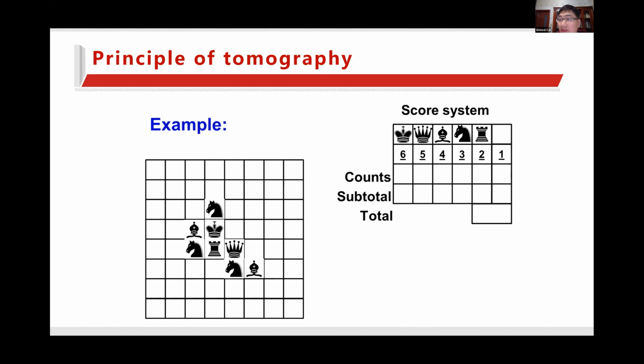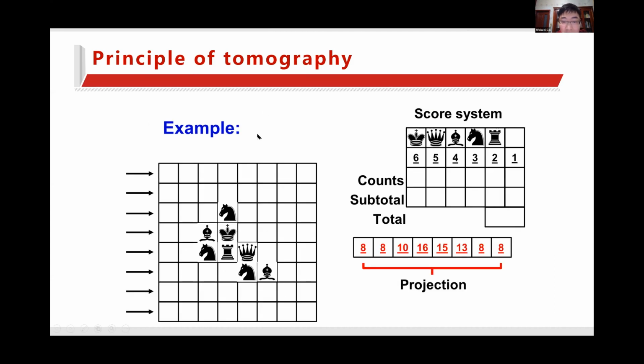To illustrate tomography in a very intuitive way, here I illustrate an example. For example, we have a chessboard here, and we can place different chess pieces on the board, and we assign different values to these pieces. Then we can sum the quantity along the horizontal direction. Then we get a bunch of line-of-sight integrations.